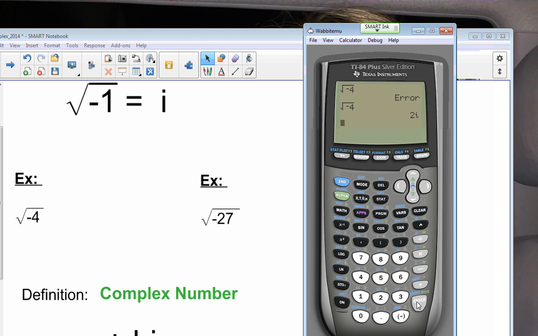That's a good thing. Why is the square root of negative 4 2i? Well, let me break it down for you. It's the square root of 4 times the square root of negative 1. Isn't that the same thing as the square root of negative 4? I'm just splitting it apart. We know the square root of 4 is just 2. And now we know, according to our definition, the square root of negative 1 is i. So that's just 2i.